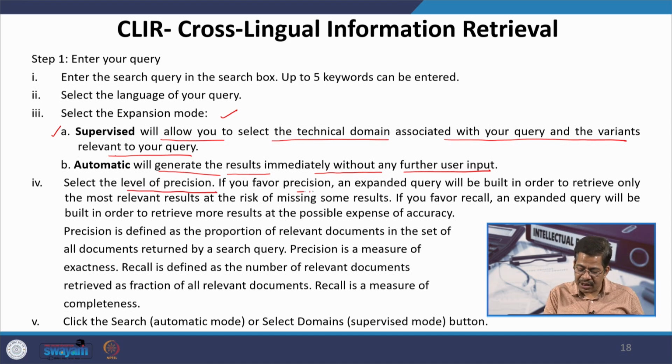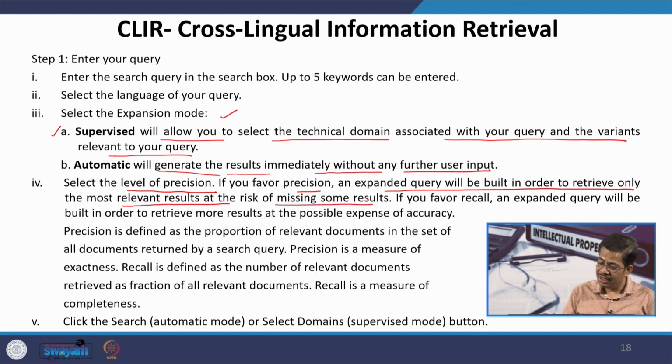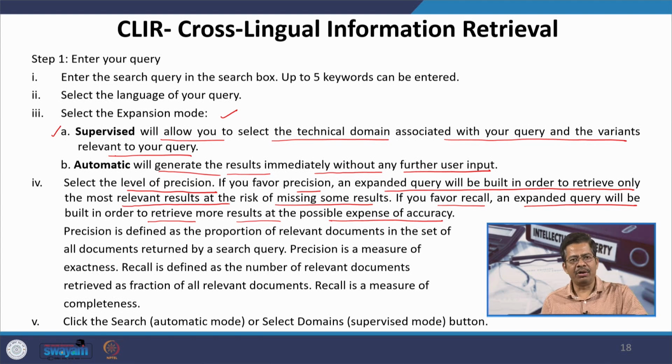If you favor precision, an expanded query will be built in order to retrieve only the most relevant results at the risk of missing some results. If you favor recall, an expanded query will be built in order to retrieve more results at the possible expense of accuracy. So, when you are looking for accuracy, meaning how relevant your results are, some of the results may be missed, but you will get only relevant outcomes.